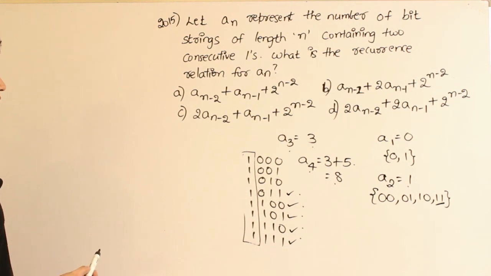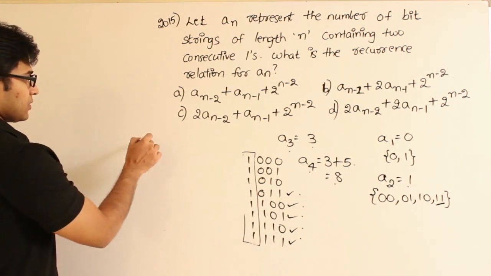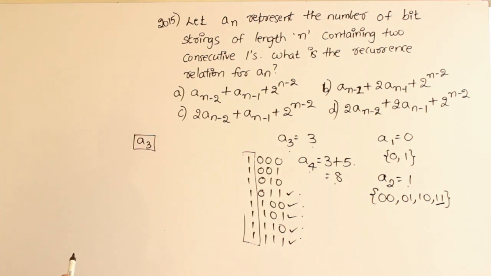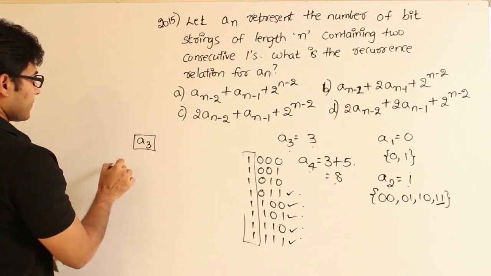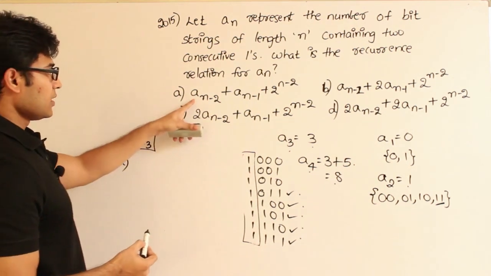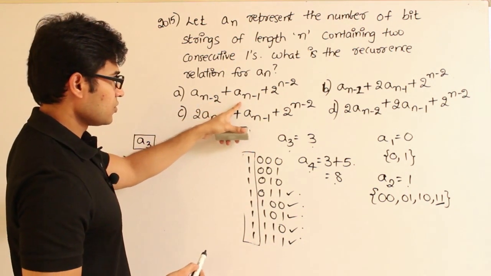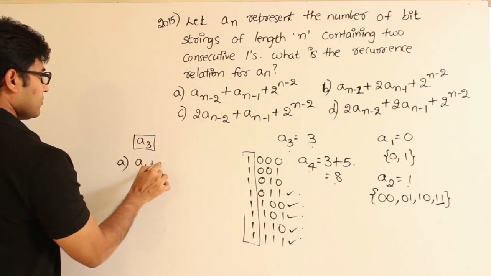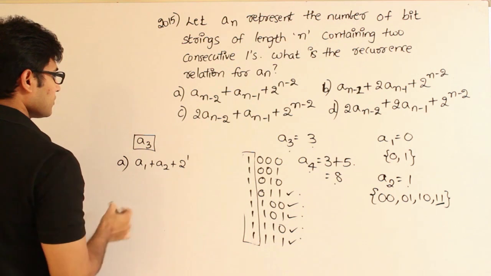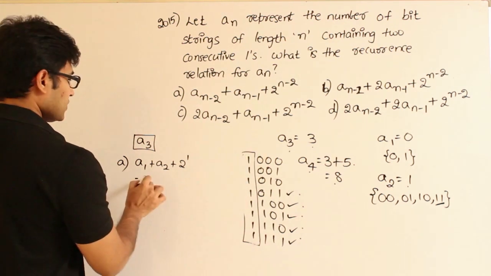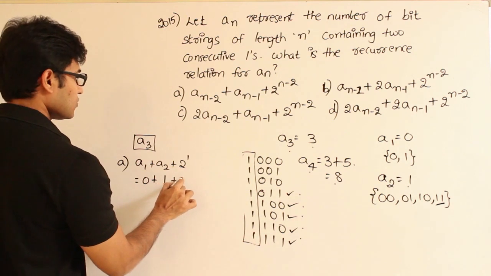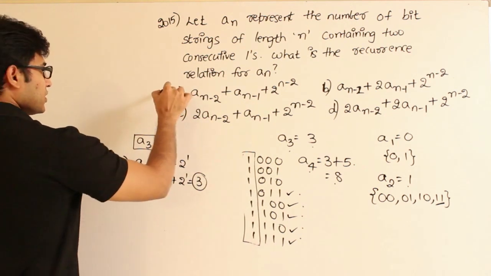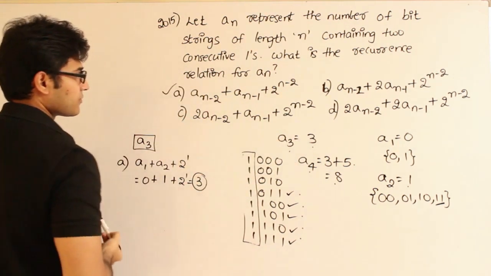So now let's try with a3. If I go with option A, option A says a3 equals a1 plus a2 plus 2 power 1. Now what is a1 plus a2? a1 is 0, a2 is 1, plus 2 power 1, total it is 3, which means a3 equals 3. So this is right. Yes, a3 equals 3, isn't it?